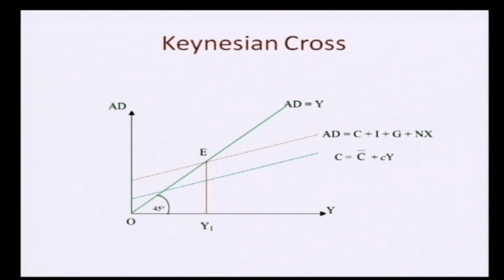The lowercase c is the marginal propensity to consume. The red line is consumption plus investment plus government expenditure plus net exports. It is a parallel shift, some addition to the consumption function actually. And here I assume that I plus G plus net exports are constant. They don't change with the level of income.